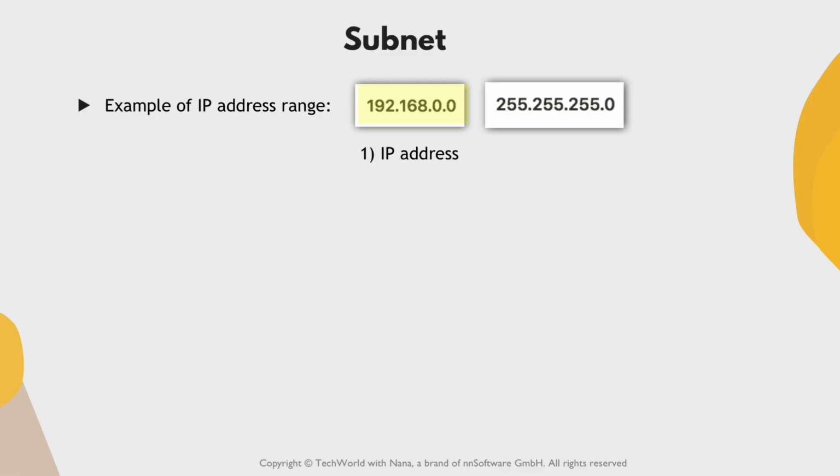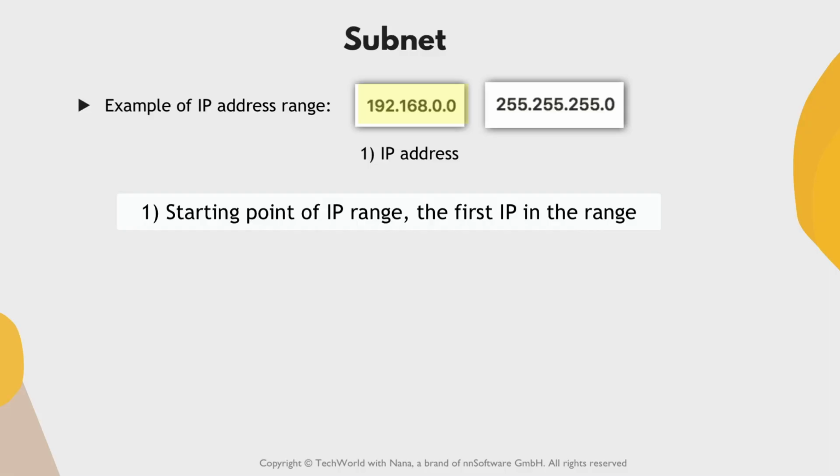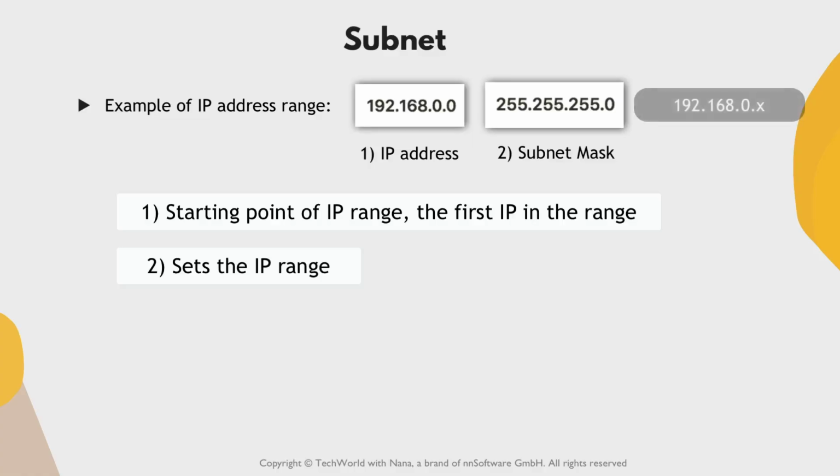So the first part here is the IP address, and that's the starting point of the IP address range. So that's the first IP address in the range. And the second one is what's called a subnet mask. So subnet basically sets the range, and it defines that whatever IP address of a device starts with 192.168.0. So whenever an IP address starts with this, it belongs to the LAN.